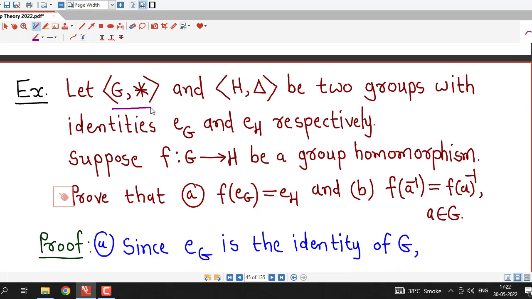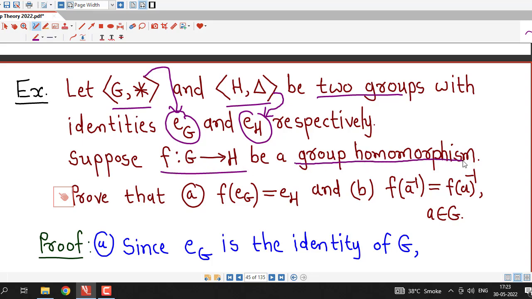Let G with star and H with delta be two groups with identities denoted by e suffix G and e suffix H respectively. That is, the identity of group G is denoted by e suffix G and the identity of group H is denoted by e suffix H. These two are arbitrary groups. Suppose f from G to H is a group homomorphism.